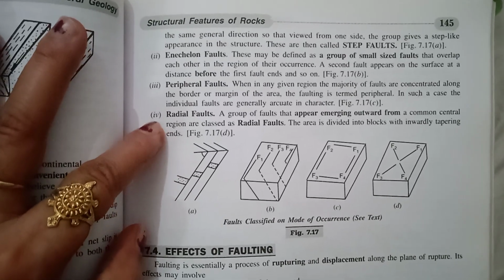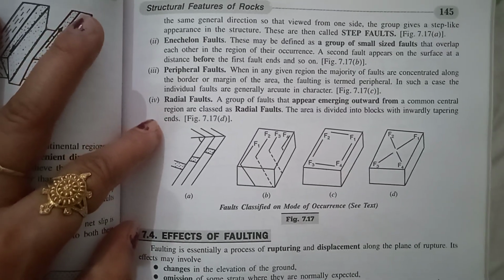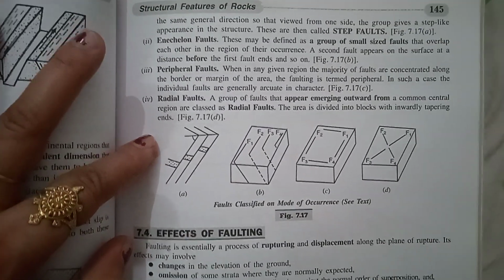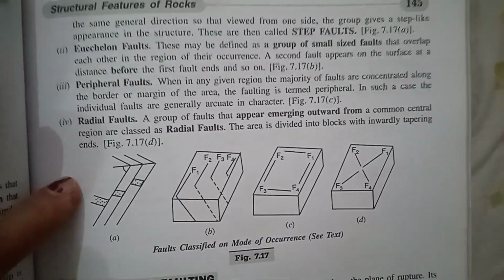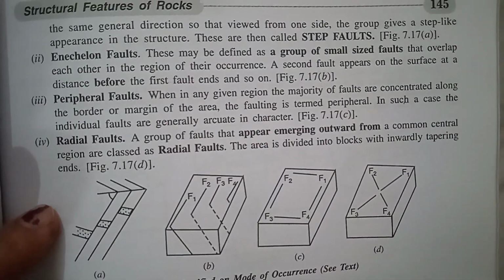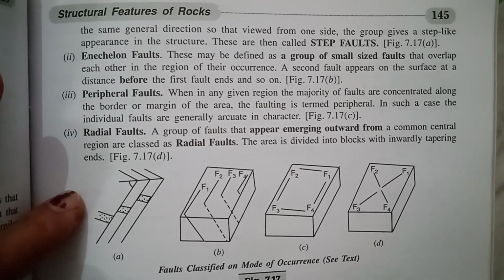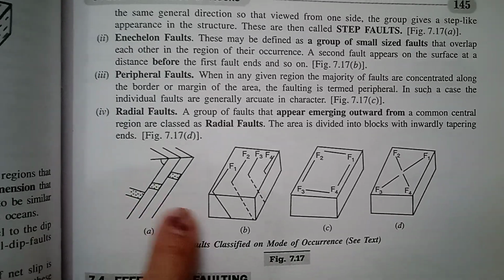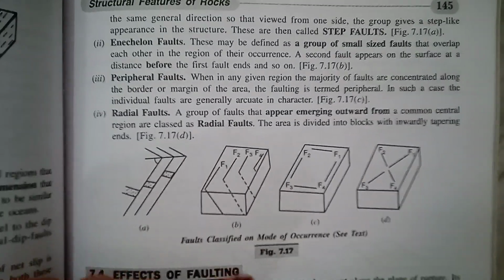Radial faults. A group of faults that appear emerging outwards from a common central region are classed as radial faults. The area is divided into blocks with inwardly tapering ends. In this figure, F1, F2, F3, F4 indicate faults.